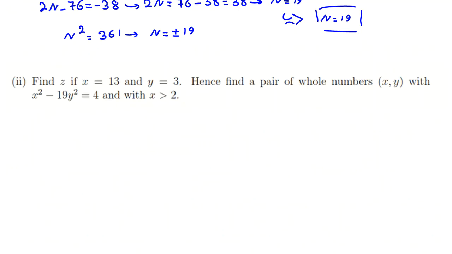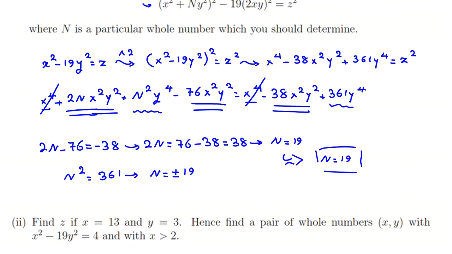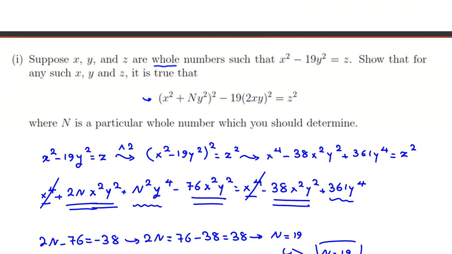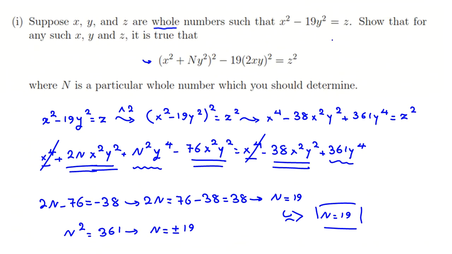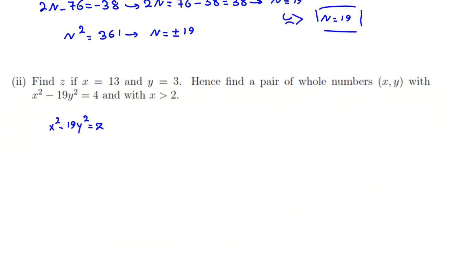Okay, if x equals 13, y equals 3, the equation was what? x squared minus 19y squared equals z. From this part, now, x is what here? 13. So let's replace: 13 squared minus 19y squared, which is 3 squared, equals z.